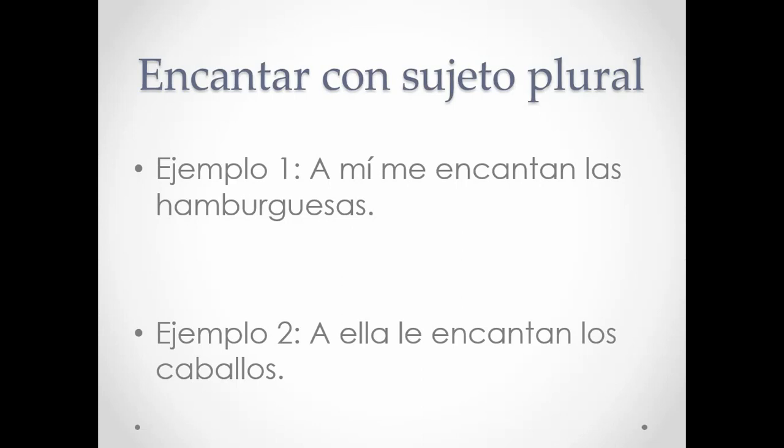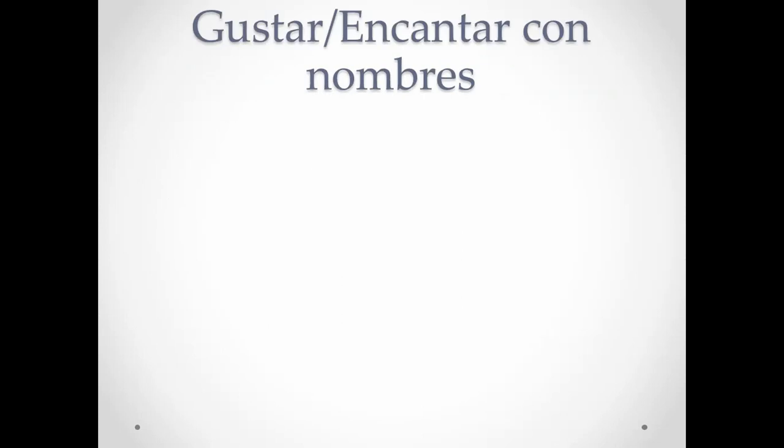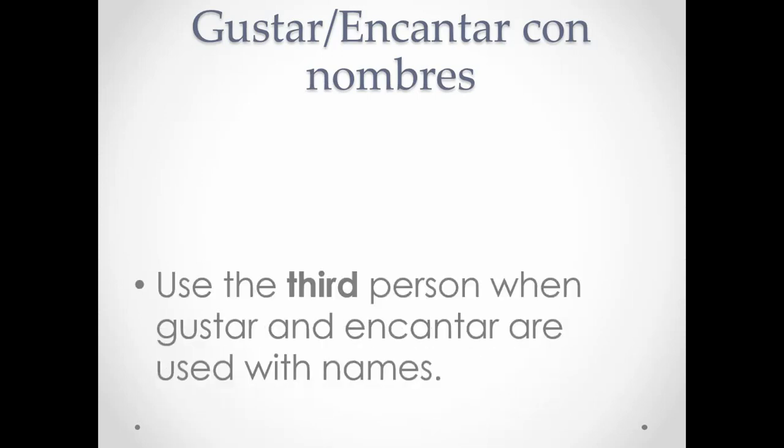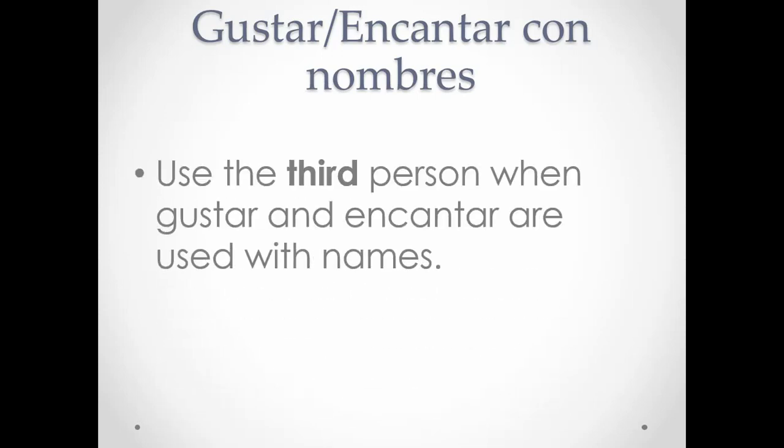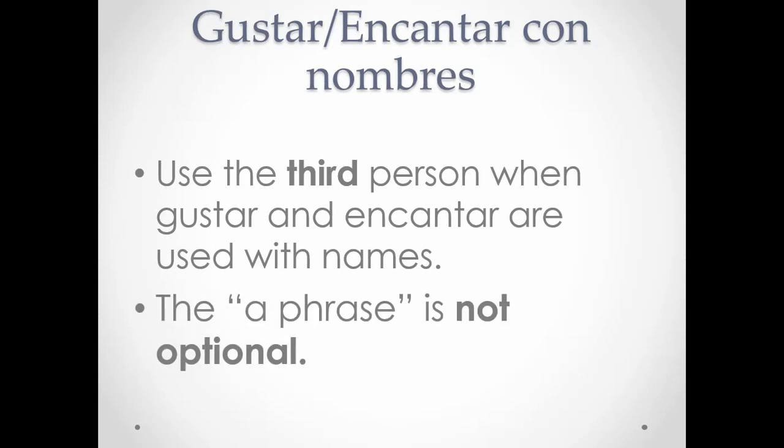A ella le encantan los caballos would mean she loves horses. All right, gustar and encantar when you use a name. This is the back side of your sheet now. You use the third person when gustar and encantar are used with names because you're talking about someone. So those bottom boxes. And the a phrase is not optional if you want to include a name with one of these verbs.